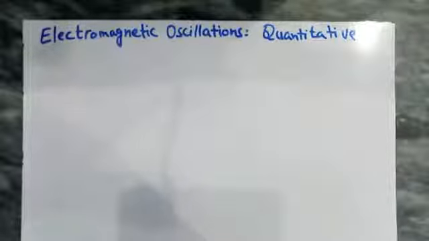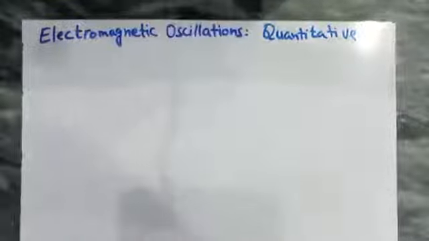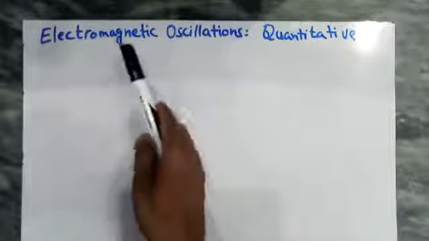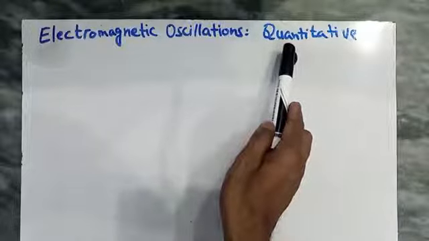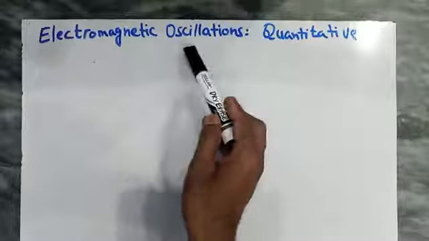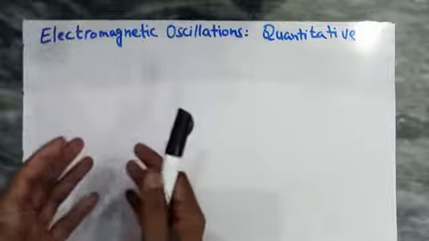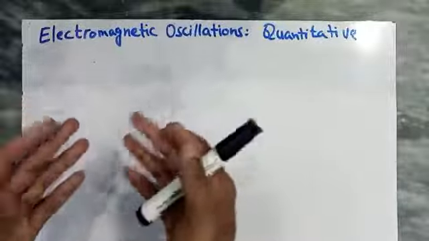Today's topic of discussion is electromagnetic oscillations. In the previous lecture, we discussed electromagnetic oscillations qualitatively. Now we are going to discuss electromagnetic oscillations quantitatively. In a qualitative discussion, we just talk about electromagnetic oscillations.